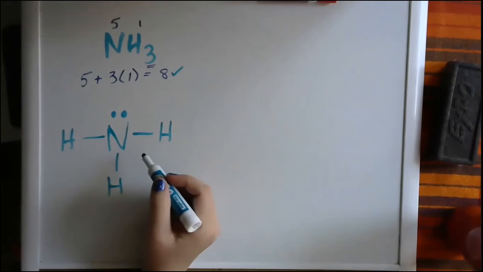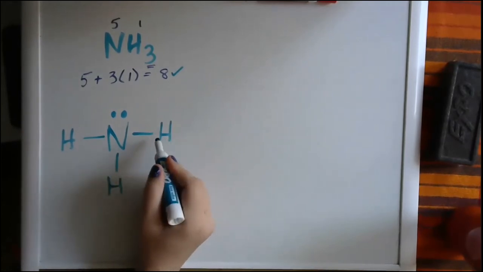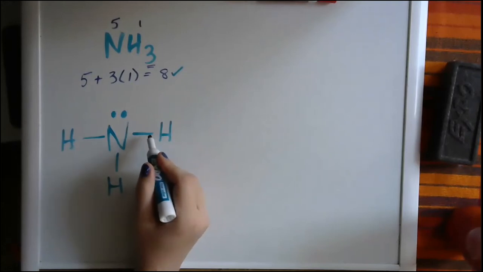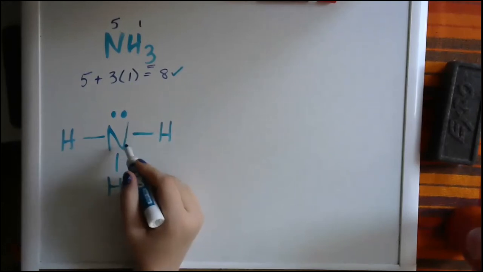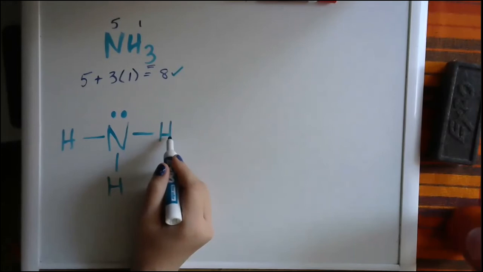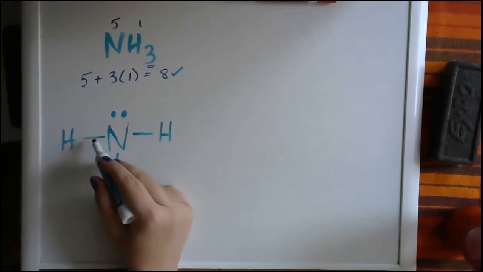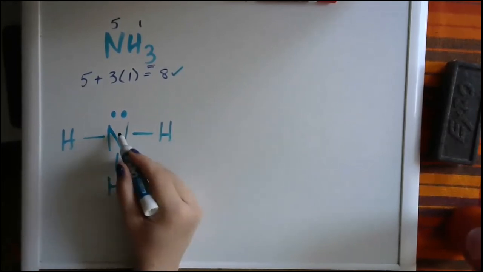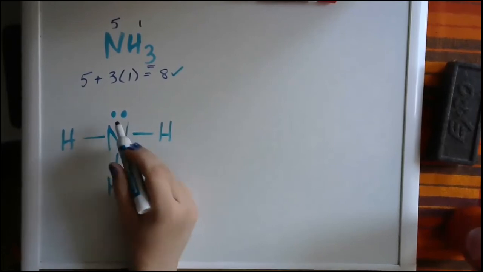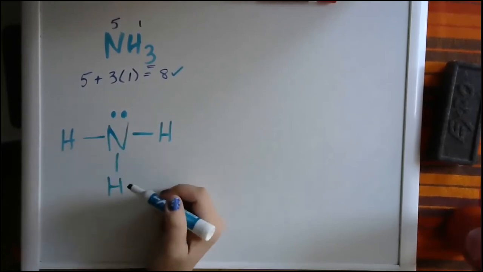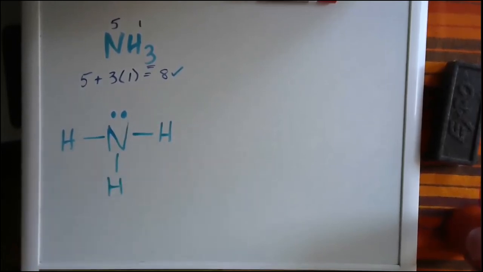Now I have to check to see that everything has an octet or a duet. Each of my hydrogens has a duet because it's bound to my nitrogen. So I have 2 electrons there for that one, 2 for this one, 2 for this one. My nitrogen has 2, 4, 6, 7, 8 around it. It's happy. So this is a good structure.